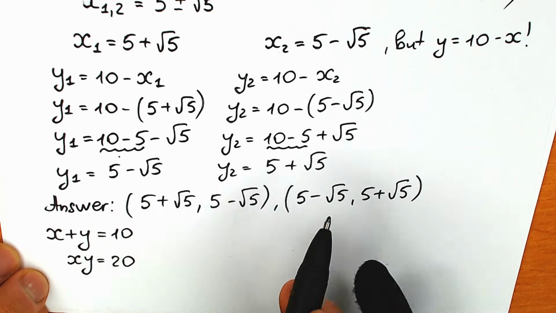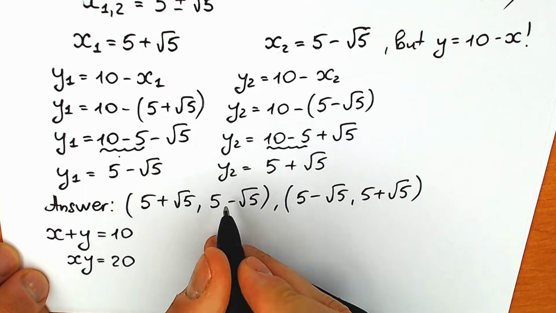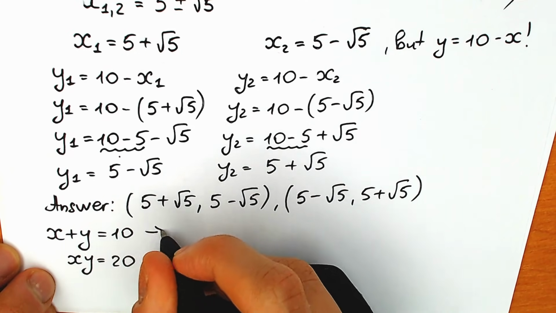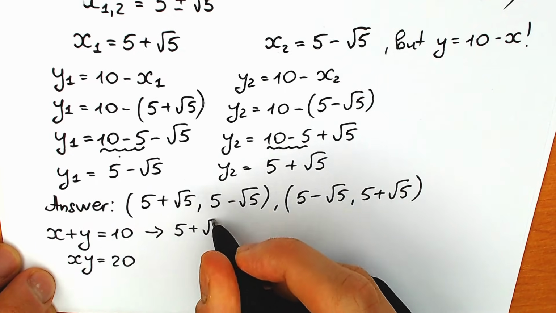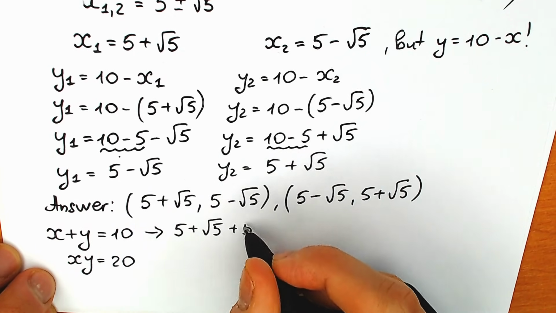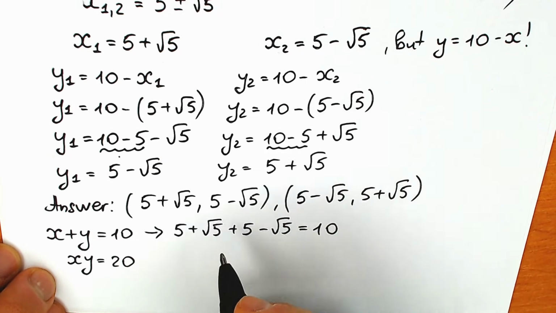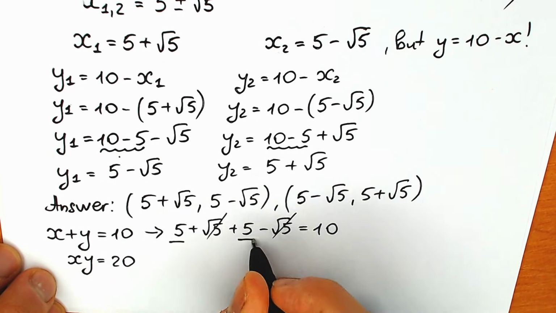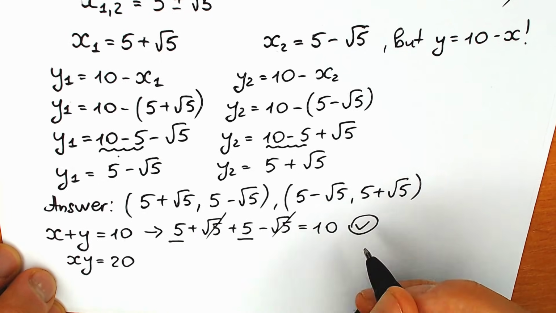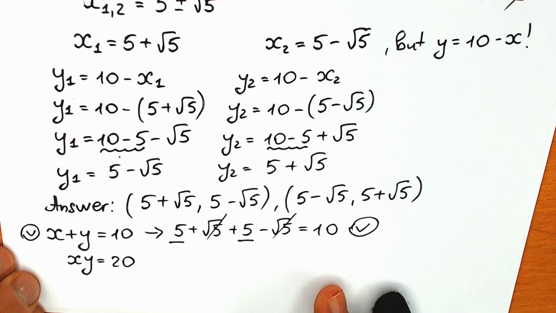So that's why we don't need to check both of these, because these roots are symmetrical and absolutely the same, but in a different order. So let's check, for example, according to this first pair. So 5 plus square root of 5 plus 5 minus square root of 5 equal to 10. So right here we're going to cancel this square root of 5, this square root of 5, and we have 5 plus 5 equal to 10. This root is absolutely great for us and absolutely correct.